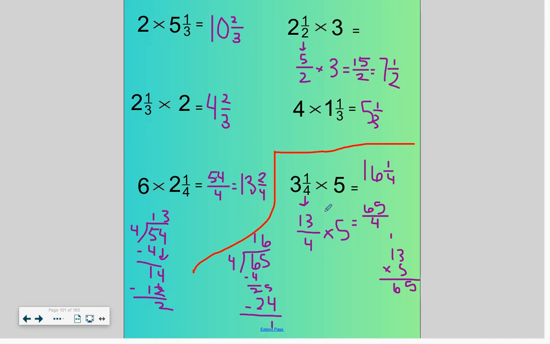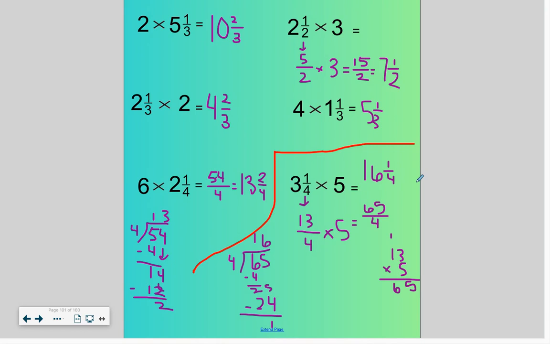The same thing with 3 and 1/4 times 5. Notice I did a lot of steps here. First, I converted it to an improper fraction and I got 13/4. And I copied down my times 5. Then I had to multiply 5 times 13. I don't know that in my head, so I did that on the side over here. And I ended up with an answer of 65, so 65/4. Again, then I needed to set up long division. 65 divided by 4 is 16, and I ended up with 16 1/4.